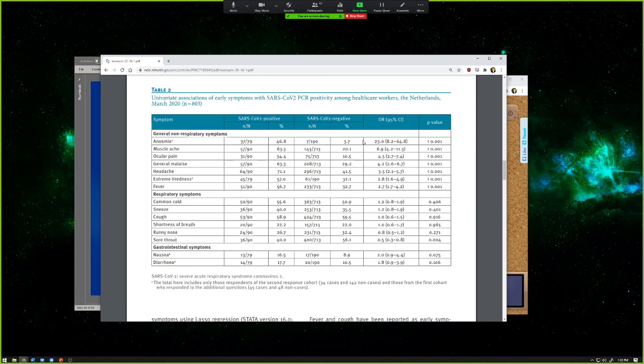Well, it means that people who ended up testing positive for COVID-19 had odds of having anosmia that were 23 times higher than people who ended up being COVID-19 negative, right? So would you include that in your list of things you're screening for in the population? Absolutely, right? Because that is highly associated with that symptom, highly associated with that particular disease state. You'd want to include that.